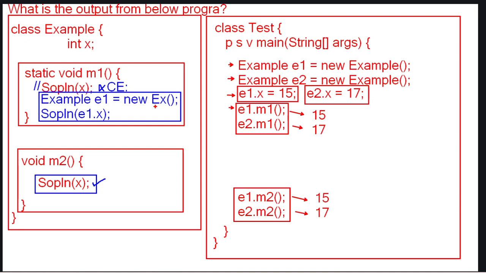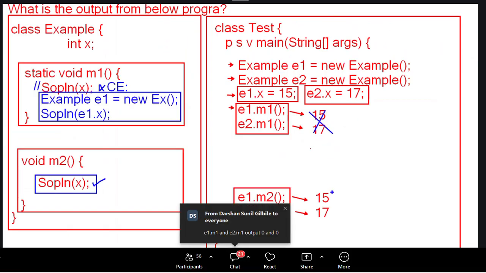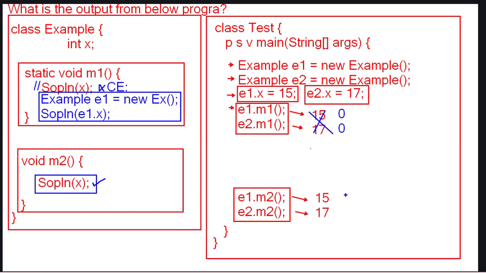Online students, no response. This is the wrong answer. The answer is 0, 0. Write down this program and find out why 0, 0. What is the output from the below program? 15, 17 is the wrong answer; 0, 0 is the right answer. Why is 0, 0 the right answer? Find out.